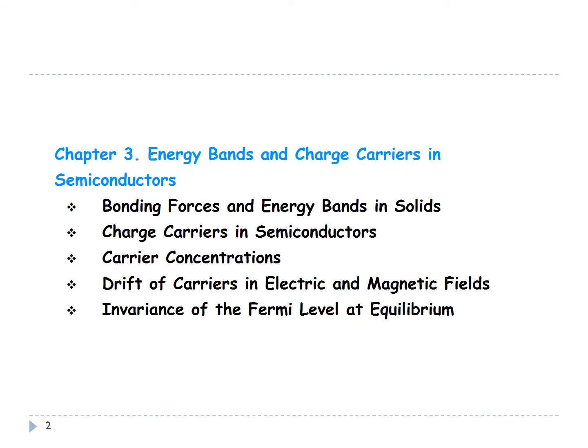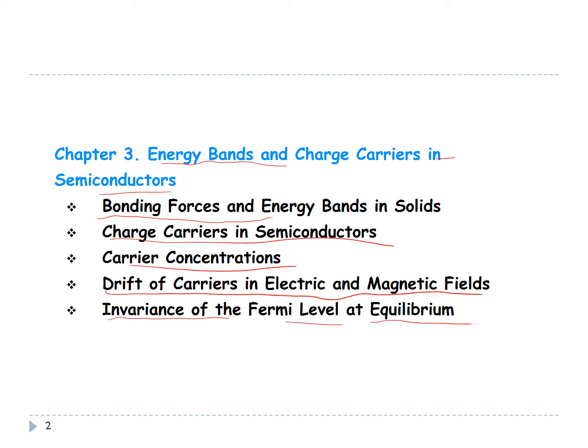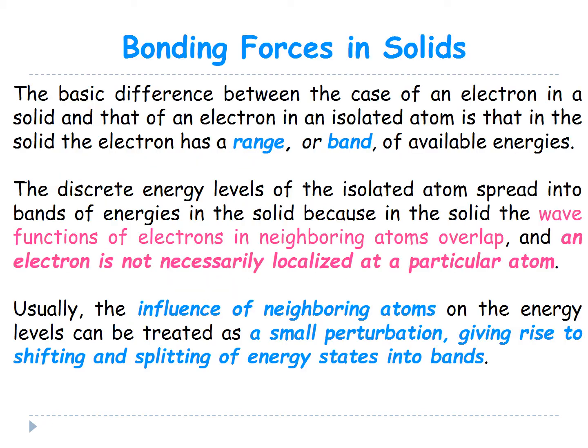We are now in chapter 3, energy bands and charge carriers in semiconductors. This chapter covers bonding forces and energy bands in solids, charge carriers in semiconductors, carrier concentrations, and drift of carriers in electric and magnetic fields. It also covers the invariance of the Fermi level at equilibrium. So we are going to look at all of these concepts.